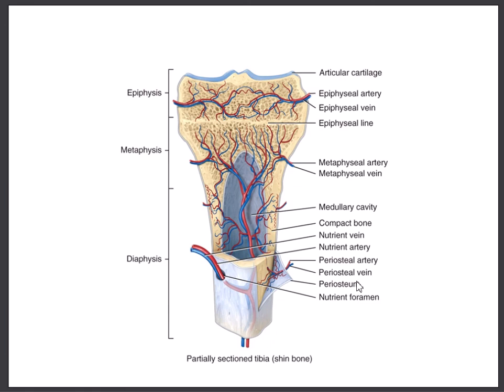This is the picture from the Tortora textbook. Same type of thing, right? You can see the nutrient artery here. Here's a good nutrient foramen. They do a good picture with that one. And then here's going to be your metaphysis. So this is the metaphyseal arteries. Okay, and here's your periosteal arteries and veins out over here.